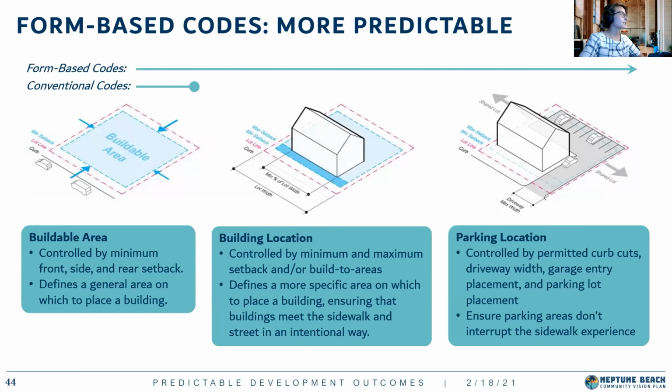So like I mentioned, conventional codes, they pretty much stop in this first image on the left. They give you a general buildable area. You have a minimum setback from the side of your lot, from the back, and from the front. But that leaves a large area on which to place a building. One thing that form-based codes do, like I've mentioned, is they might have a minimum and a maximum setback, or what's known as a build-to area.